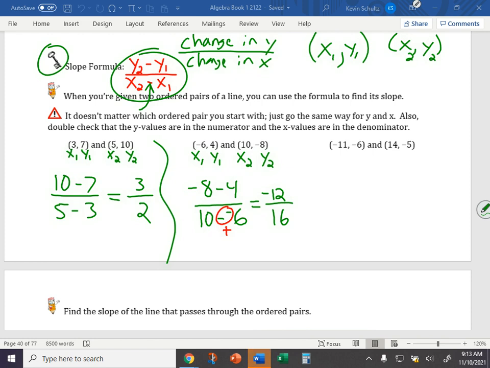Arlene asked earlier, do we have to simplify? This one can be simplified. So -12 sixteenths, you should simplify that to be -3/4. Okay? And that would be your final answer.